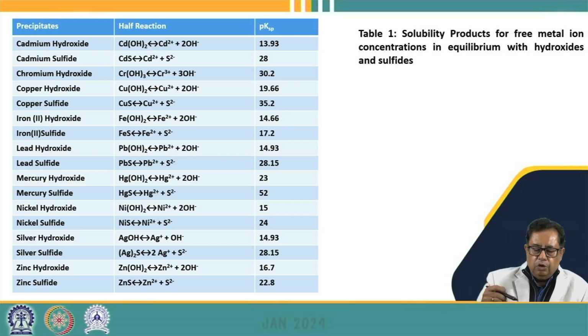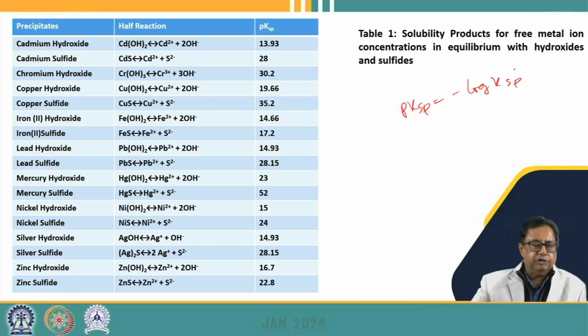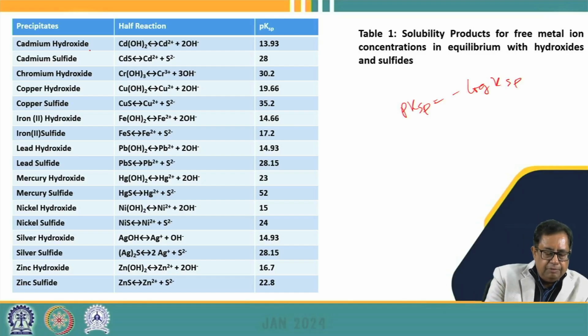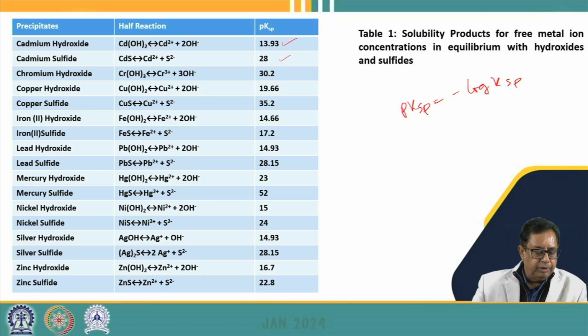So these are the values of the pKsp. pKsp here refers to minus log of Ksp. These values are given for various types of metal hydroxides as well as sulfides. For example, you can see here the cadmium hydroxide and cadmium sulfide, where the values of pKsp are 13.93 and 28, and so on for the different types of metal precipitates, for example chromium hydroxide, copper hydroxide, copper sulfide, iron hydroxides and sulfides, lead hydroxide and sulfides, mercury hydroxide and sulfide.